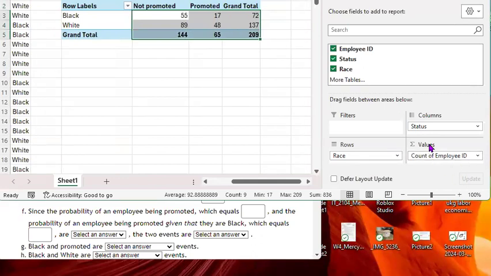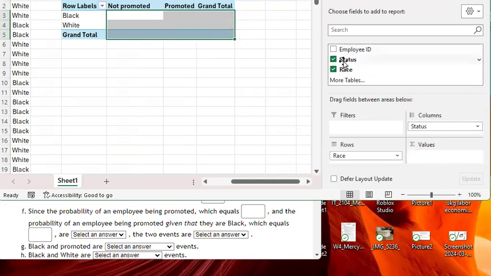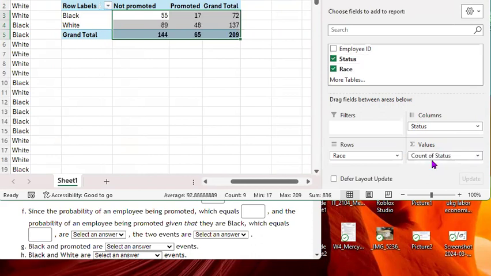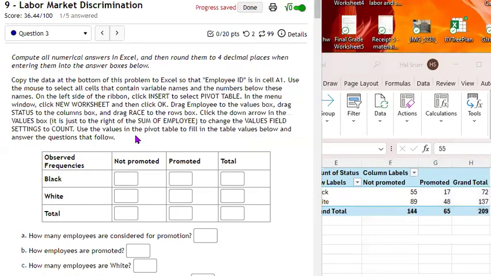Or instead of using that, I could have just used either one of these two, right? Either one of these two are categorical variables, and I could use that, and this default is count, right? So you've got to be really careful when you have something like employee ID, right? It'll want to sum by default, because it recognizes it as numbers. Use the values in the pivot table to fill in the table below, and answer the questions, right?